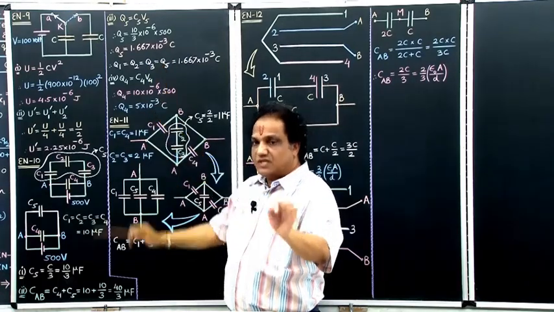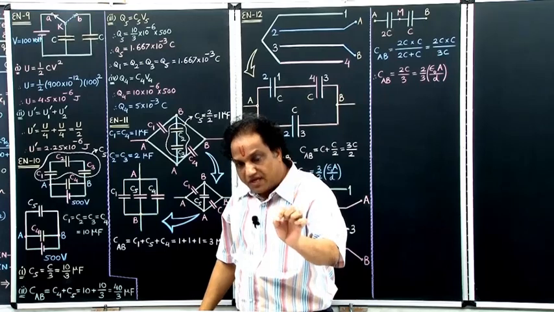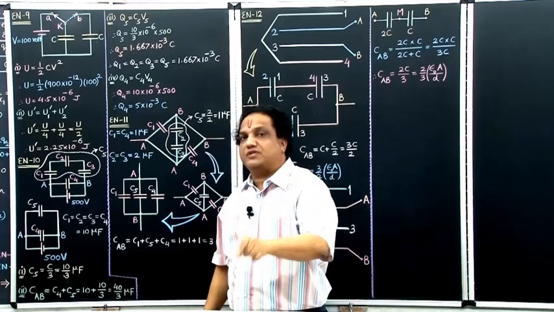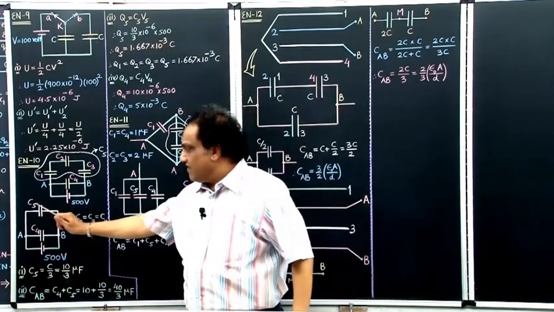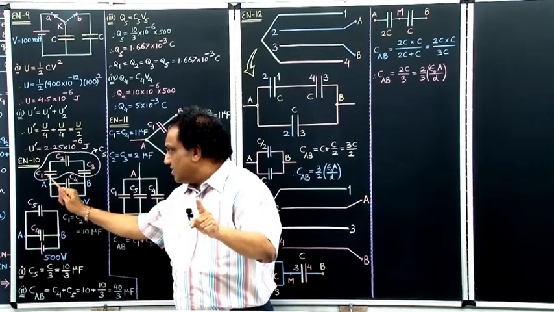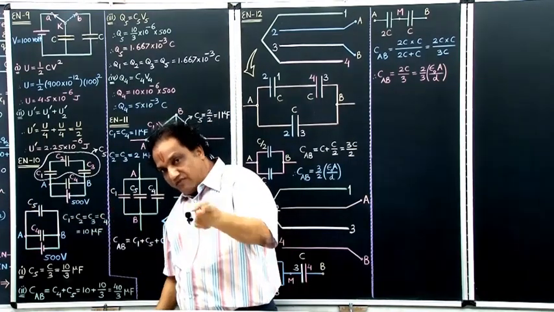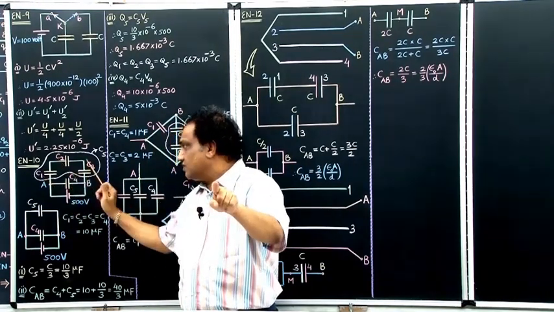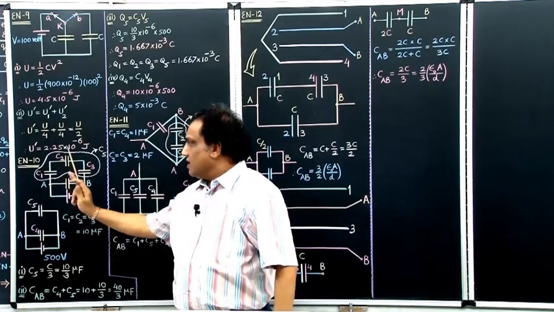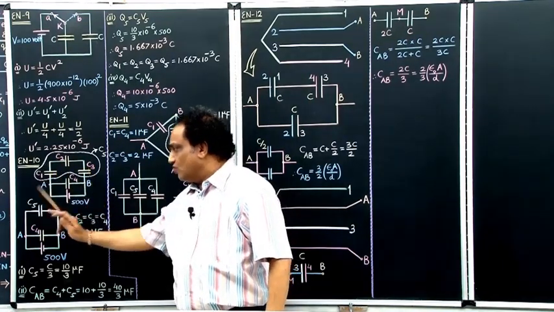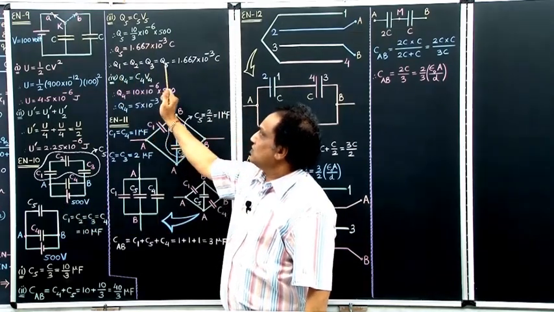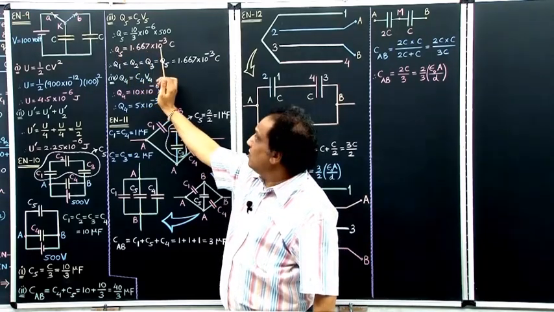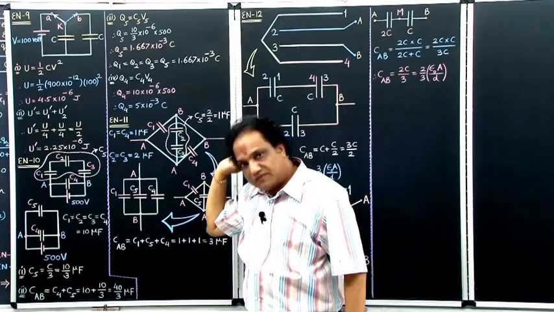I just repeat, charge on the equivalent capacitor in case of series connection is equal to the charge in each individual capacitor in that connection. So this C5 is equivalent to these 3 connected in series, and whatever is the charge on this capacitor, same should be on each of the others. Mathematically, Q1 equals Q2 equals Q3 equals Q5. But what is the value of Q5? You have found 1.667 into 10 raised to minus 3 coulomb, correct?